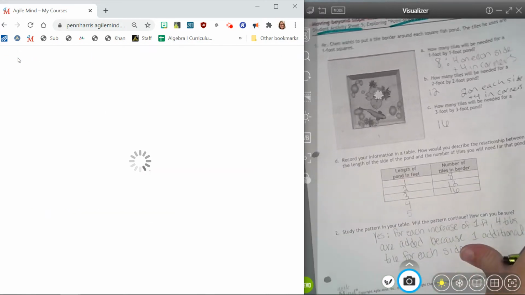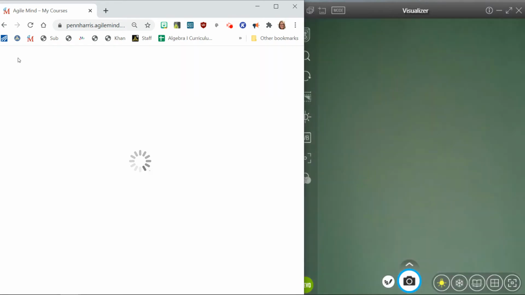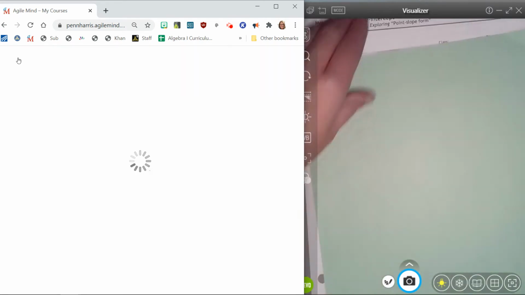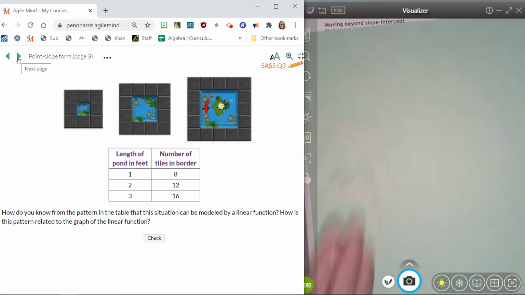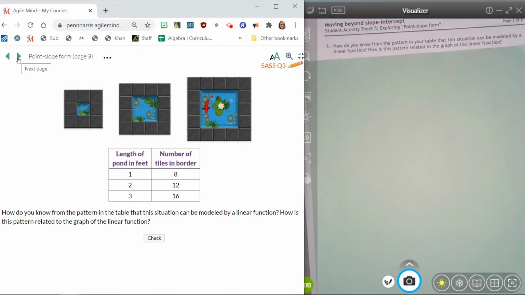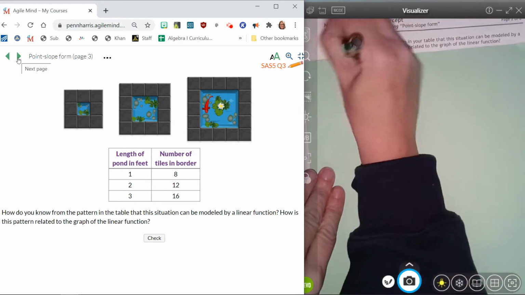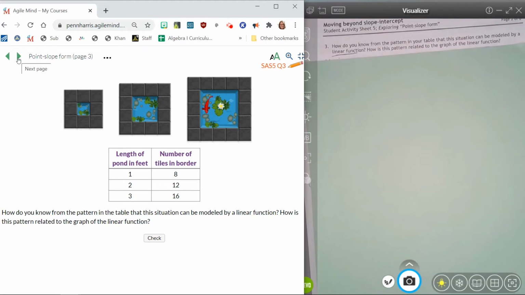Let's go ahead and turn our paper over. Question 3 wants to know, how do you know from the pattern in your table that this situation can be modeled by a linear function? And how is this pattern related to the graph of a linear function?